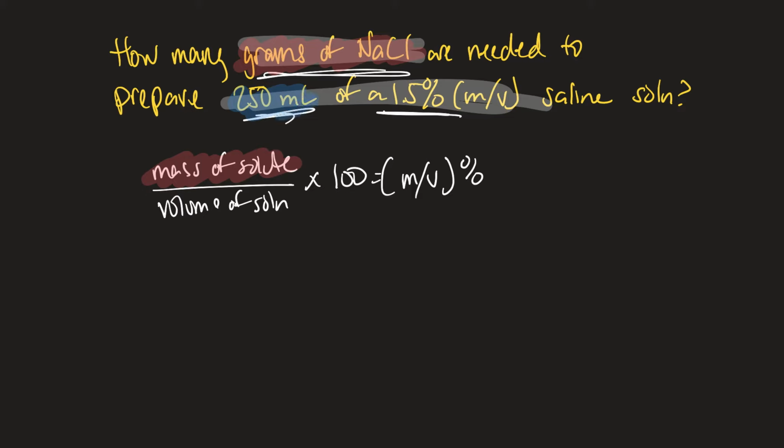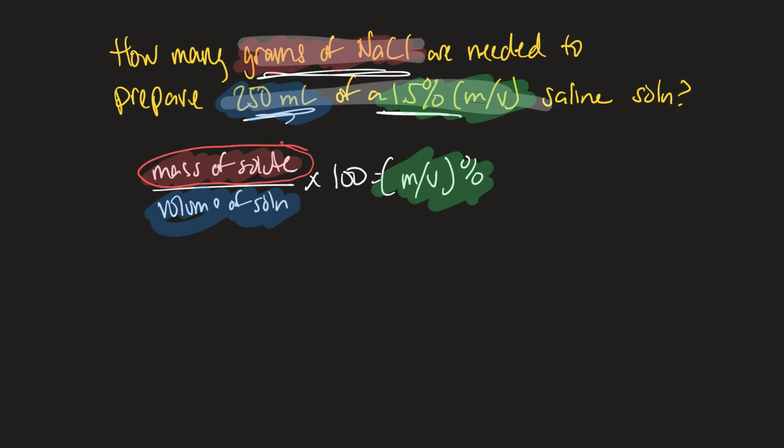This 250 milliliter solution is the volume of the solution right here, times 100, and then it tells you the percentage. Here's our mass volume percent concentration, and that goes right here. All in all, that simply means we have to solve for this right here. This is what we're solving for.